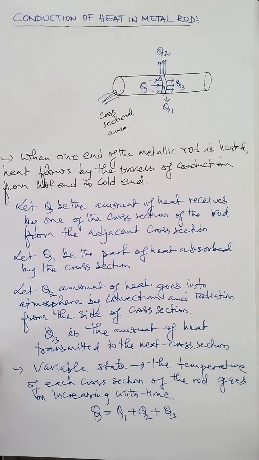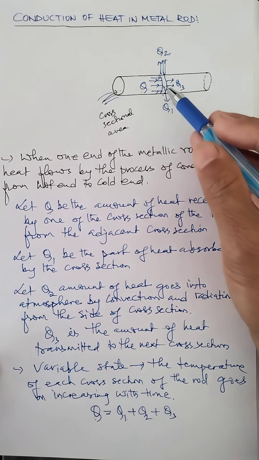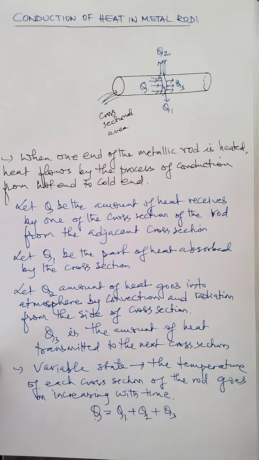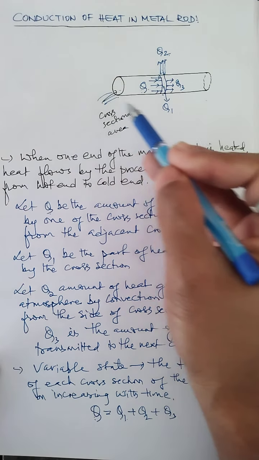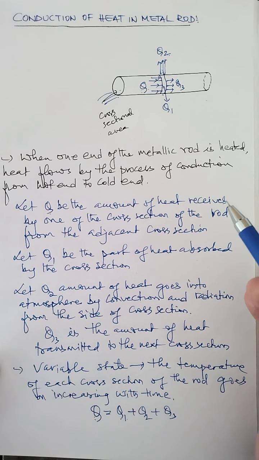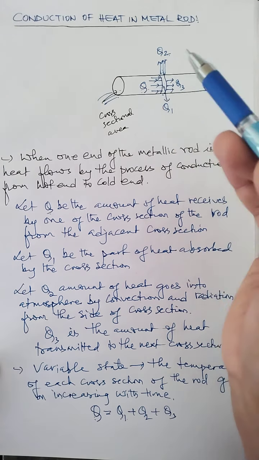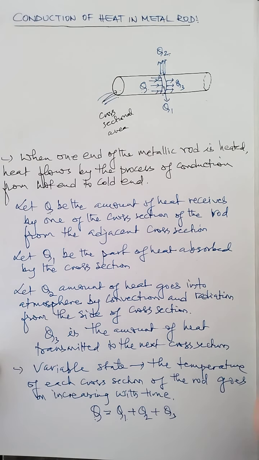But after some time, the state will be reached when the temperature of each cross-section of the rod will not increase. It remains constant. But it doesn't mean that the temperature of the whole rod becomes constant. The temperature of different cross-sections of the rod are different, but each cross-section's temperature will remain constant with respect to time.